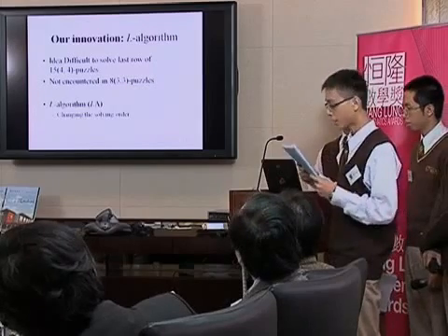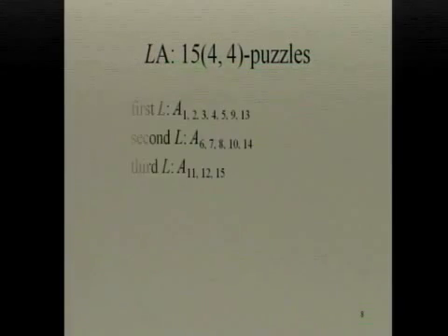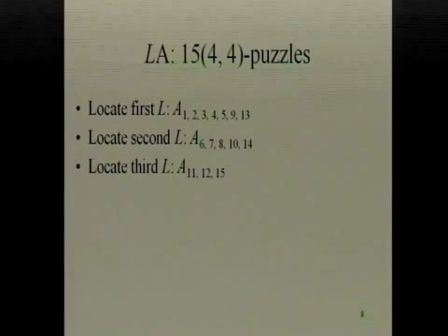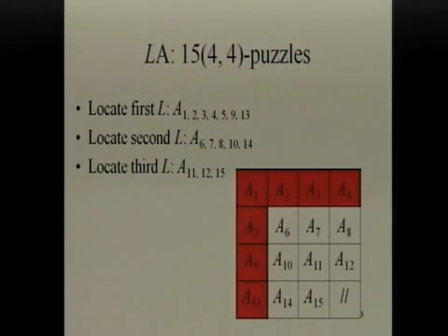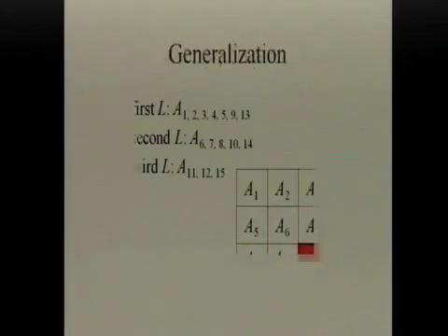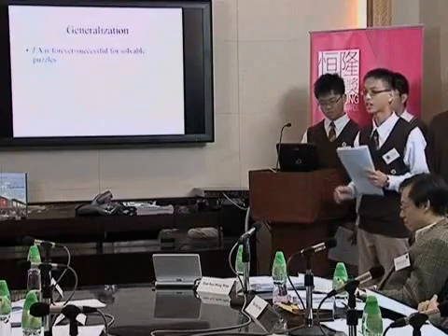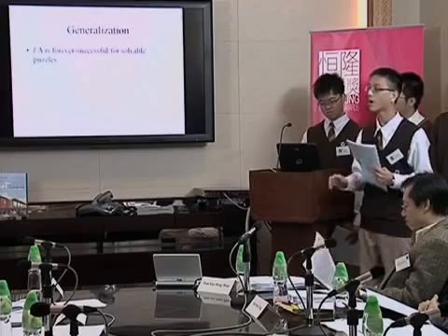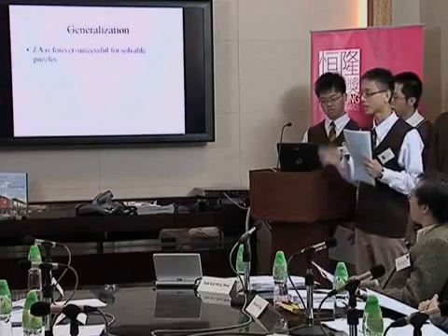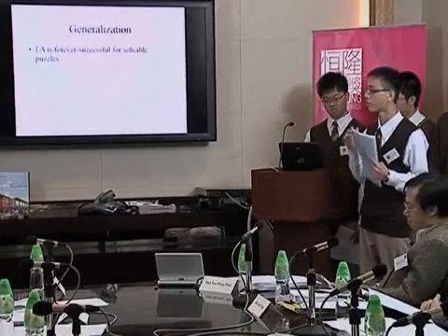Therefore, we have to introduce another algorithm called the L algorithm, which for short we denote by LA, and we change the solving order. If we use LA to solve the 15 puzzles, we solve in this way. First, we solve the first L, and the second, and then last, the third. And by having our L algorithm, we can generalize this result to all MPQ puzzles, rectangular as well. And this is a forever successful algorithm for all solvable puzzles.